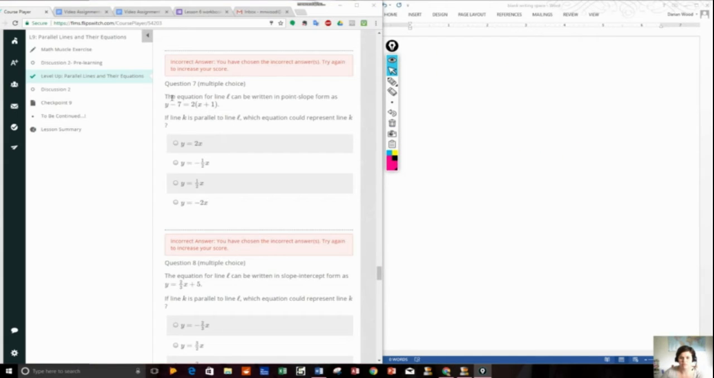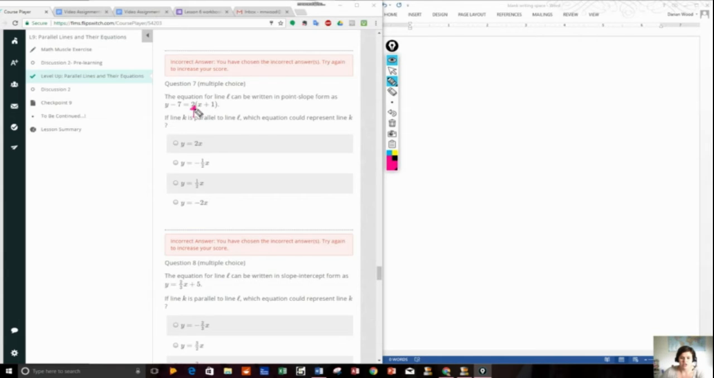Alright, the equation for the line L can be written in point slope form as y minus 7 equals 2 times the quantity x plus 1. If line K is parallel to line L, which equation could represent line K? Alright, so parallel lines have the same slope. So in the point slope form, where is my slope located? And it's located right in front of the parentheses that contain the x.